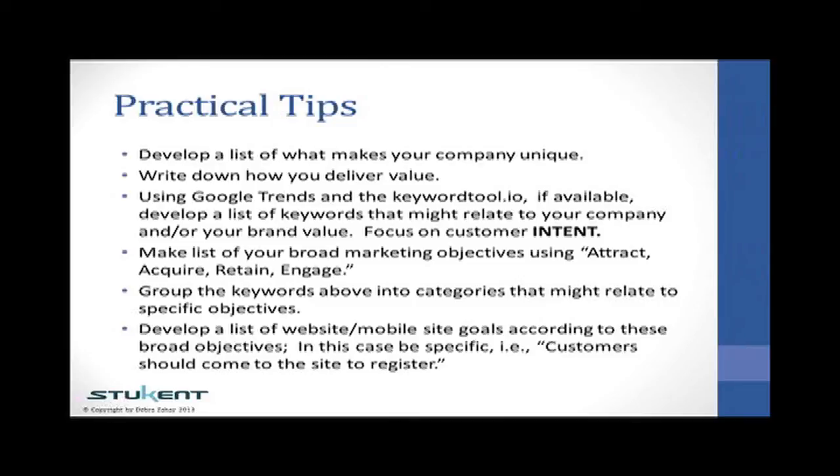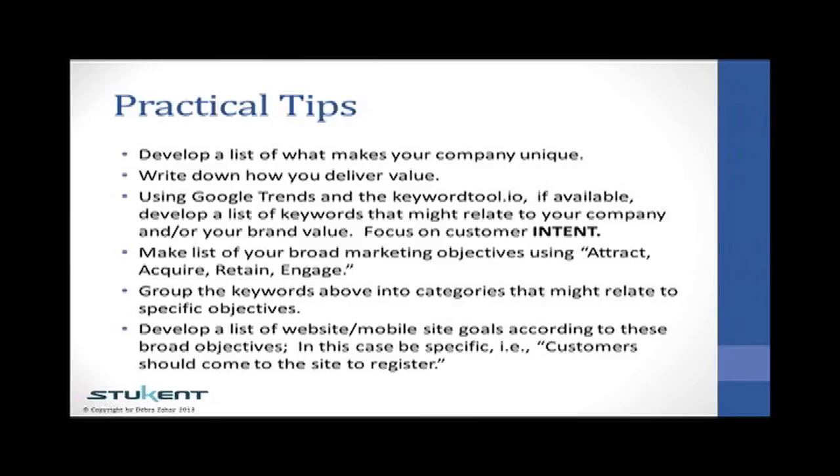What Google says also, in addition to really focusing on a number of things such as a good brand and branded site that a lot of people are interacting with and having rich media content, they're also looking in search on focusing on the customer's intent. What are they really trying to do when they search? So I suggest to kind of put this all together to make a list of your broad marketing objectives like we talked about in the customer life cycle, which are attract, acquire, retain, and engage, and then group the keywords into above categories that might relate to those objectives. And then develop a list of goals. What do you want people to do that are categorized along those terms?